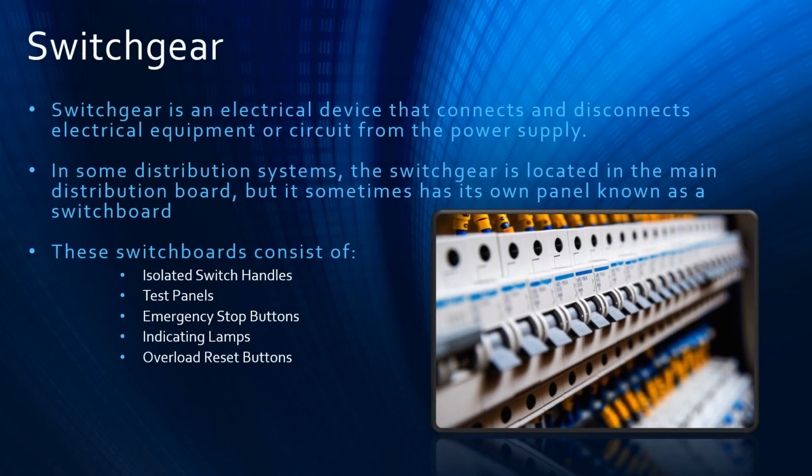The switchgear is an electrical device that connects and disconnects electrical equipment or circuits from the power supply. In some distribution systems, the switchgear is located in the main distribution board, but it also can be its own separate thing, and that's called a switchboard. These switchboards consist of isolated switch handles, test panels, emergency stop buttons, indicating lamps, and overload reset buttons.